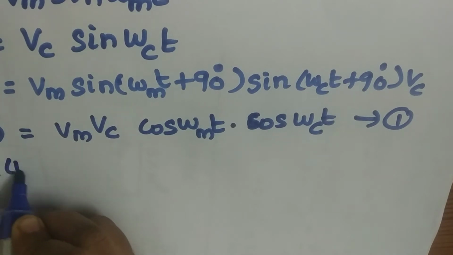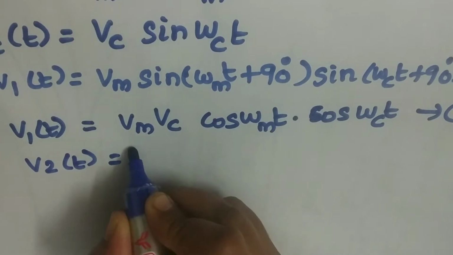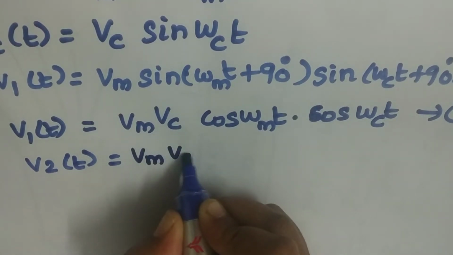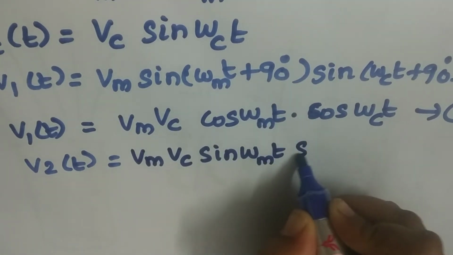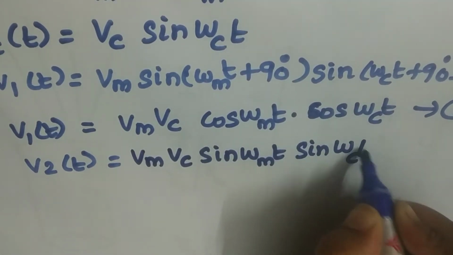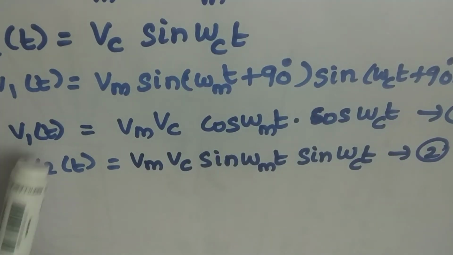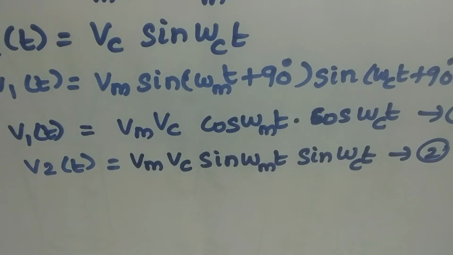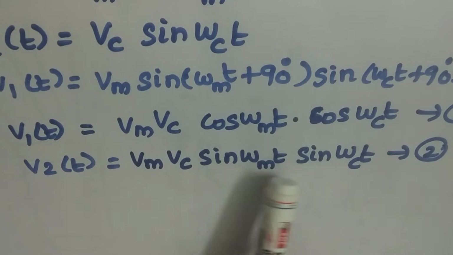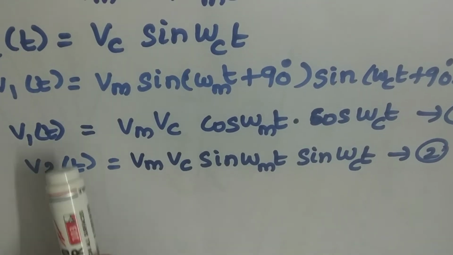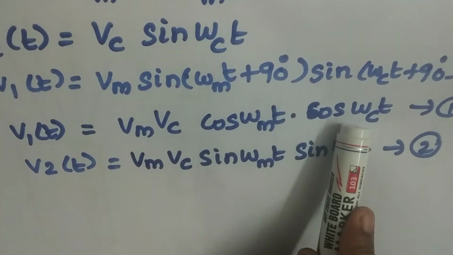Then V2 of t is nothing but Vm Vc sin omega mt sin omega ct. This is equation number 2. So these are all the input signals for the upper modulator and lower modulator. Vm Vc sin omega mt sin omega ct is V2 of t, and V1 of t is Vm Vc cos omega mt cos omega ct.